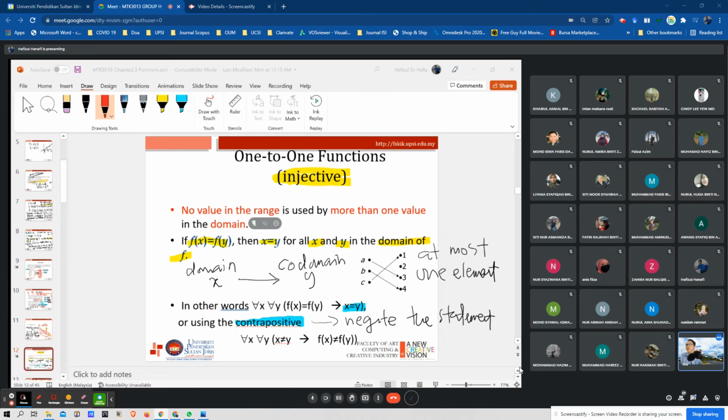Okay, we continue with the one-to-one function, which we sometimes call injective. If no value in the range is used by more than one value in the domain, or in other words, for every input there is a unique output. All the elements in the domain have to be used, but all the elements in the codomain need not be used.